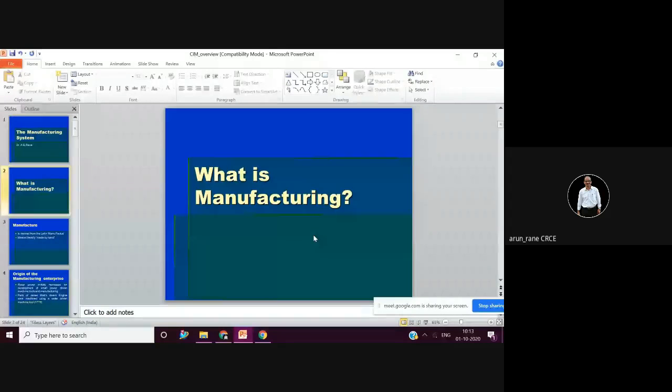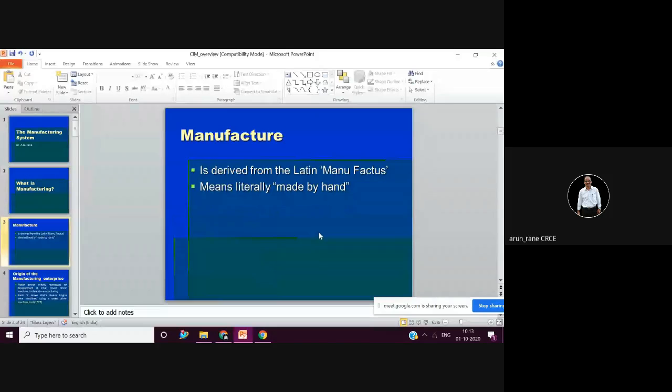So what is manufacturing? The word manufacture is derived from the Latin words manu factus, and the meaning is it is made by hand.